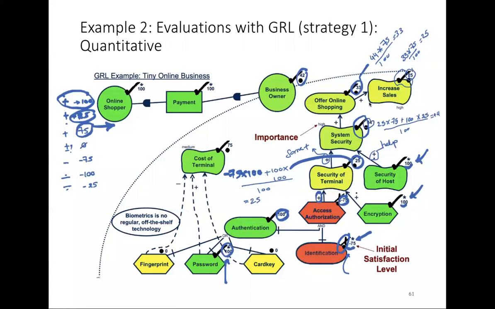As you can see here in this graph, we only have few components or intentional elements with importance. This is high importance. This is high importance, and this is medium importance. So we just have three components with importance levels. Anything else, if it's not mentioned, then they have zero, none, just zero importance. So we don't count them in the satisfaction level calculation of the actors.